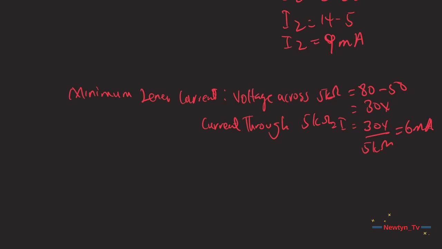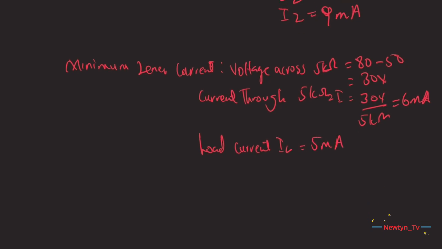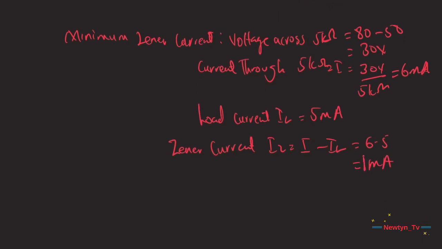Then the load current, which is IL, will be equal to 5 milliampere. Then finally, for the Zener current, we apply Kirchhoff's first law: I minus IL, which will be 6 minus 5, then we'll have 1 milliampere, right? So that will be the minimum current, right?